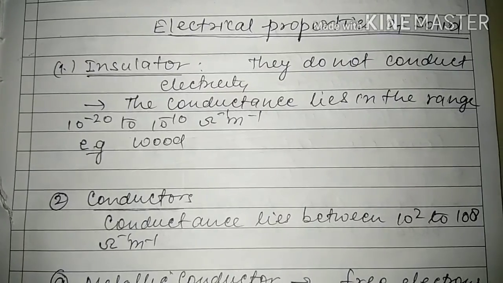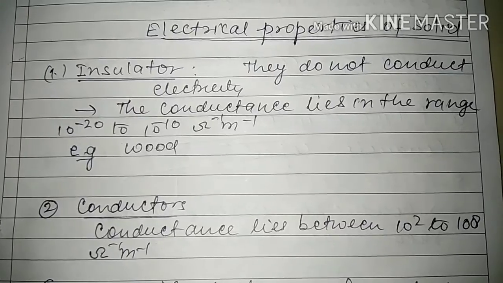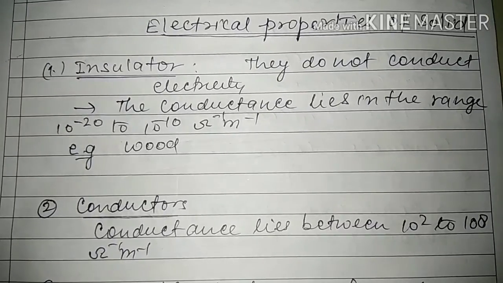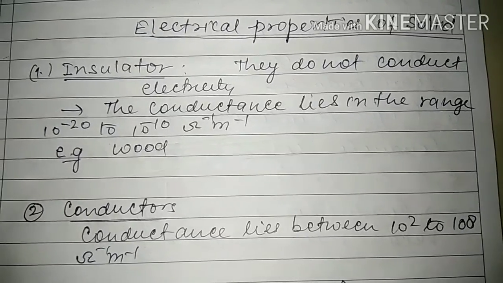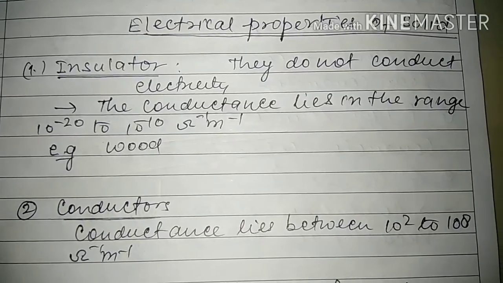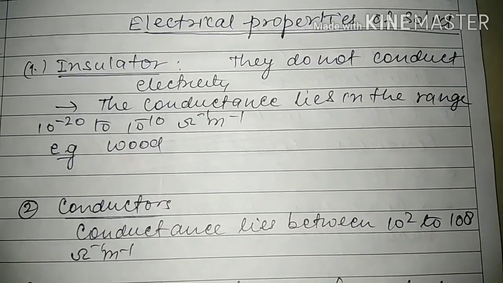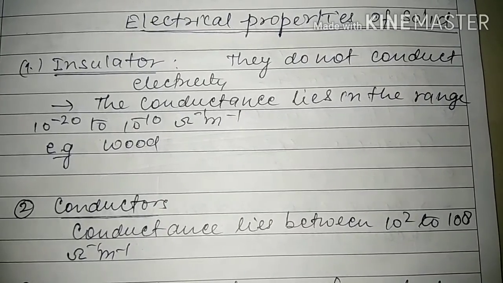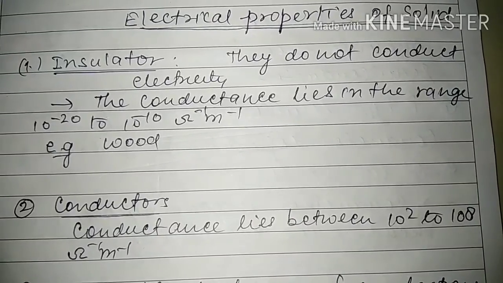Most welcome students. This is the next part of the solid state, and the heading is electrical properties of solids. Now the first one is insulator. We already know that insulators do not conduct heat and electricity due to the absence of electrons. But they have a small amount of conduction, and its value is 10^-20 to 10^-10 per ohm per meter.